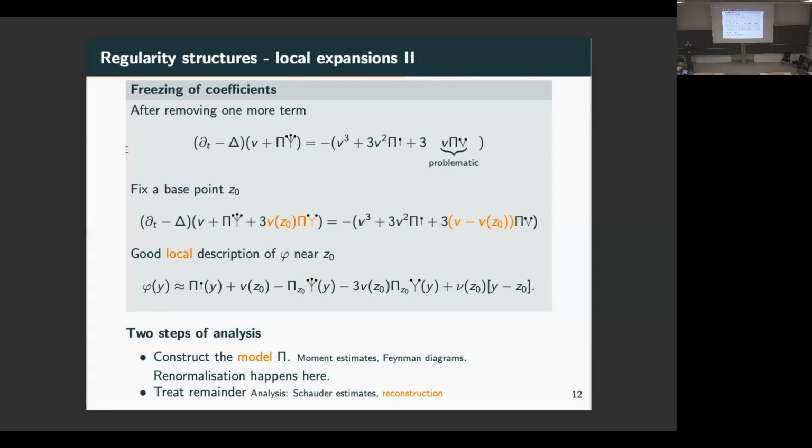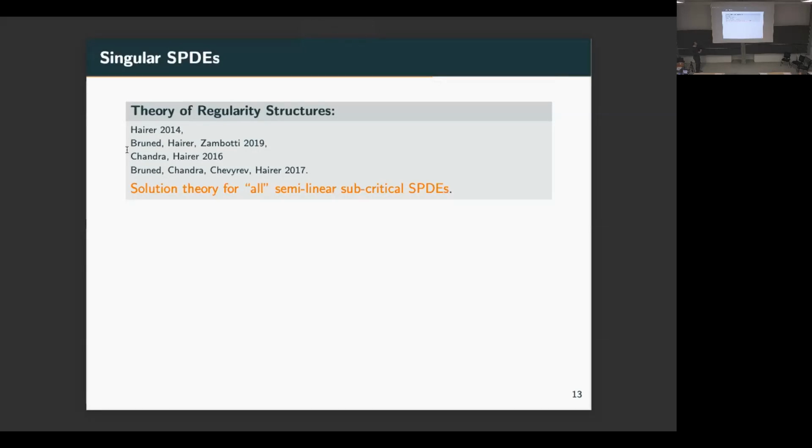And this has really been the basis of this massive theory of regularity structures. And again, these 4 papers are the theory now, the jargon. So if you want, this gives you a solution theory of all semilinear subcritical SPDEs, and they're really based on these ideas.